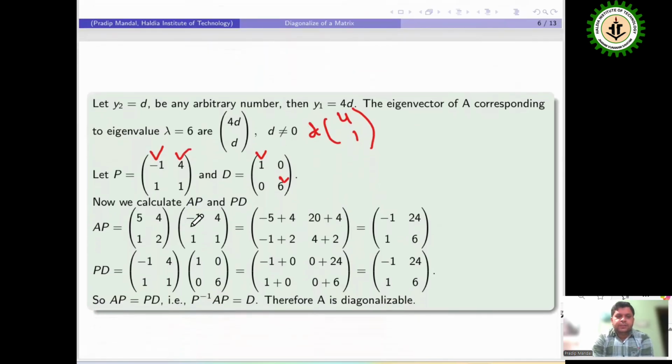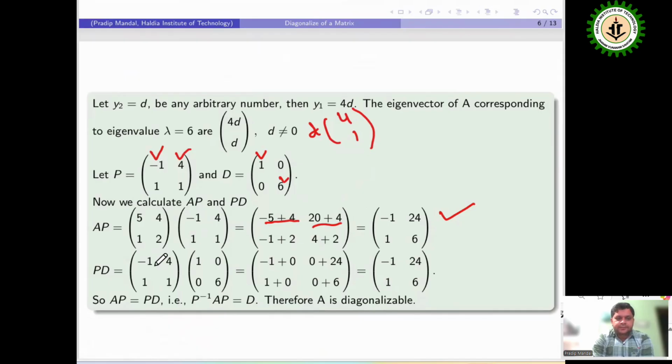AP equals the simple multiplication of the first row 5, 4, 1, 2 with minus 1, 4, 1, 1. Now simple matrix multiplication: first row first column, minus 5 plus 4, that is minus 1. First row second column, 20 plus 4. Second row first column, minus 1 plus 2. Second row second column, 4 plus 2. Ultimately, minus 1, 24, 1, 6.